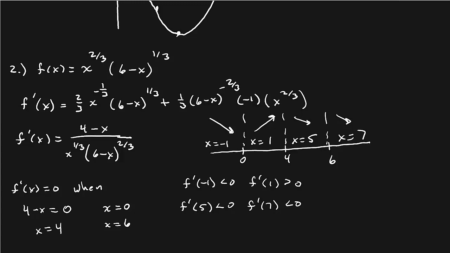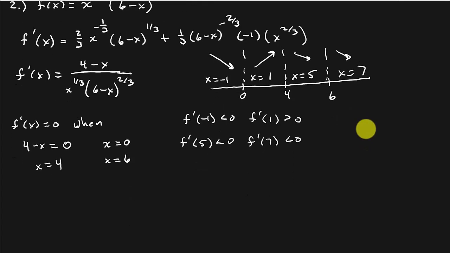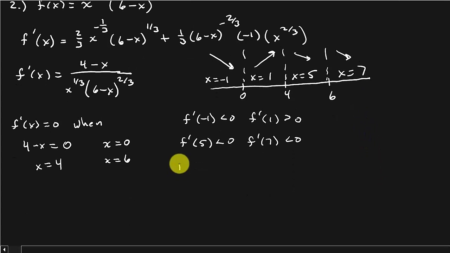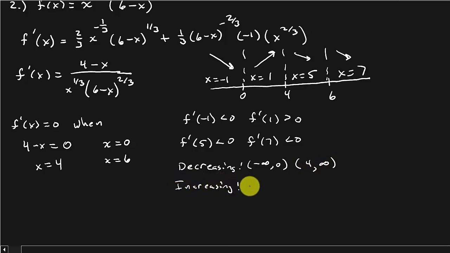All right, so this one kind of looks weird, doesn't it? All right, so let's see what we've got. We've got decreasing from -infinity to 0, and it's decreasing from 4 to infinity, and then it's increasing from 0 to 4. All right.